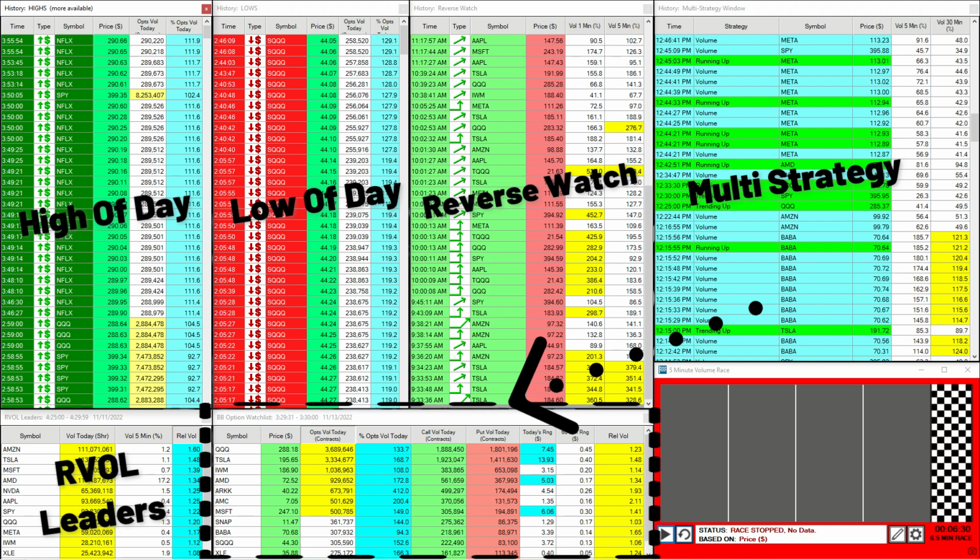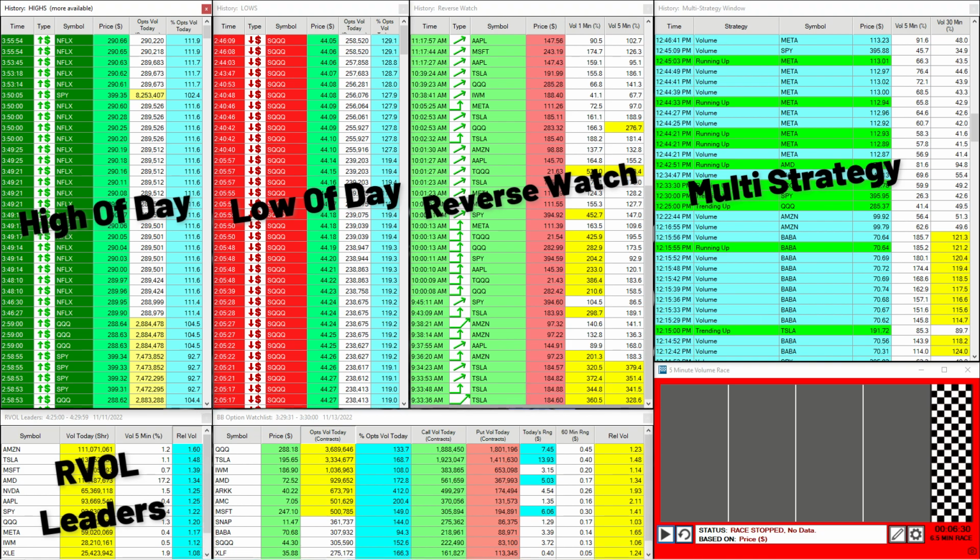Down in the middle, we have the BB option watch list. This is going to give us the symbol, the price, the option volume traded in contracts today, as well as the options volume today in percentage, which is basically the average volume compared to the last 10 days compared to what it is today. Then we have the calls, which are going to be in green. We have the puts, which are in red, which I think makes sense.